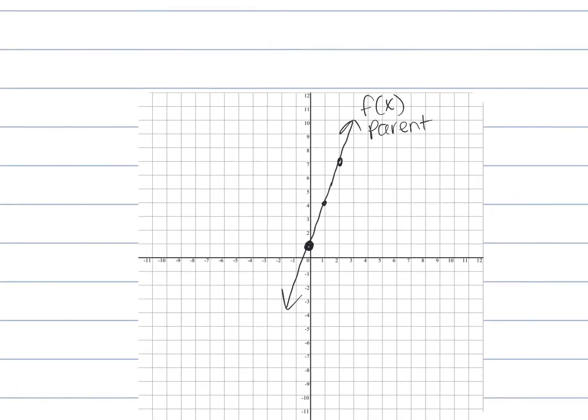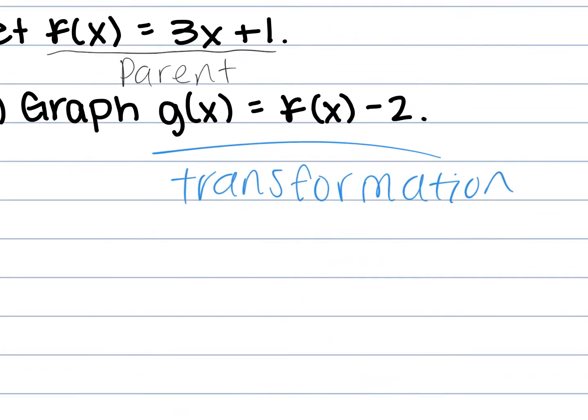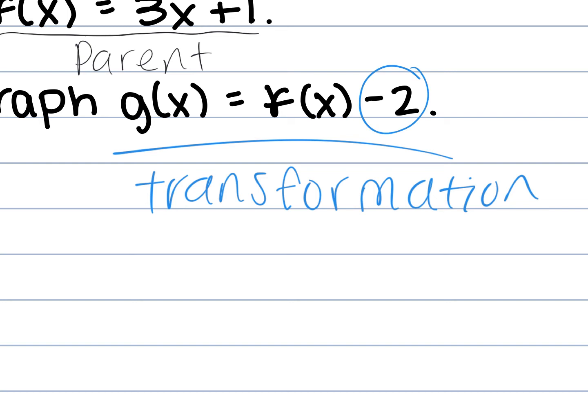Okay, now let's talk about what kind of filter we're adding to our parent, okay? Because we want to make our parent look good. So g of x is our transformation. Let's answer our 3 questions. Is it horizontal or vertical? Why? Good. It's outside the parentheses. Do we all see that? What's changing our graph? The minus 2. Do you guys agree? And it's outside, so it must be a vertical transformation.